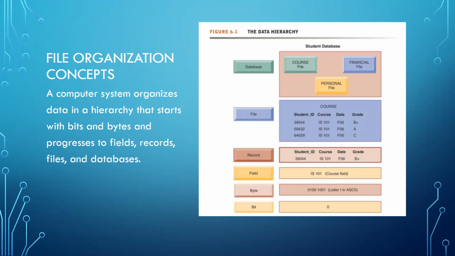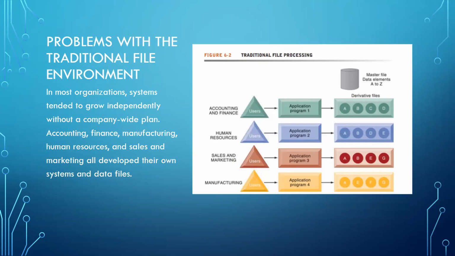And lastly, related files can be organized into a database. So in a database, this is where all the information of each student is divided in a different file. So we have here in database, we have the course file, personal file, and financial file of each student. Okay. So next, problems with the traditional file environment.